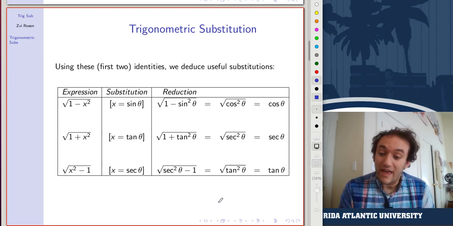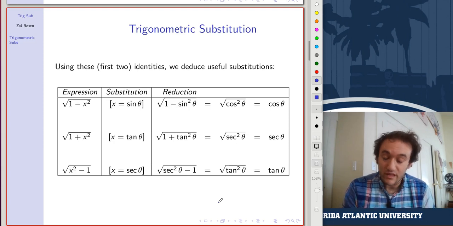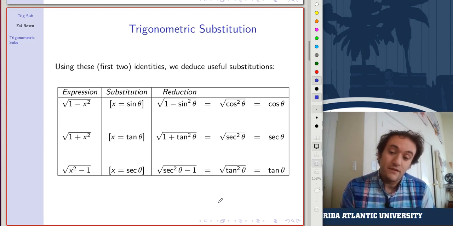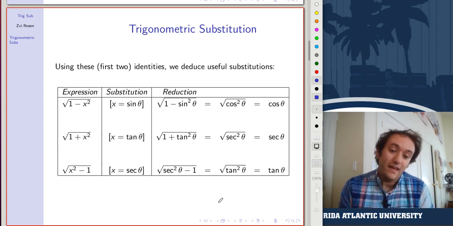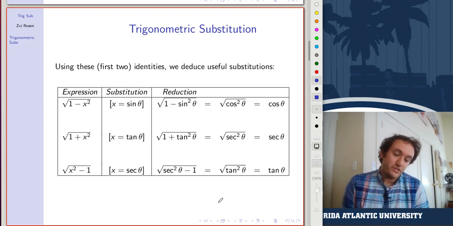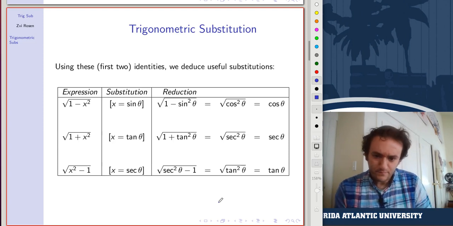Finally, if we have the square root of x squared minus 1, and we plug in x equals secant of theta, then the expression becomes the square root of secant squared theta minus 1, which reduces to the square root of tan squared theta, or tan theta. And again, we still need these restrictions on what values of theta we're allowing.